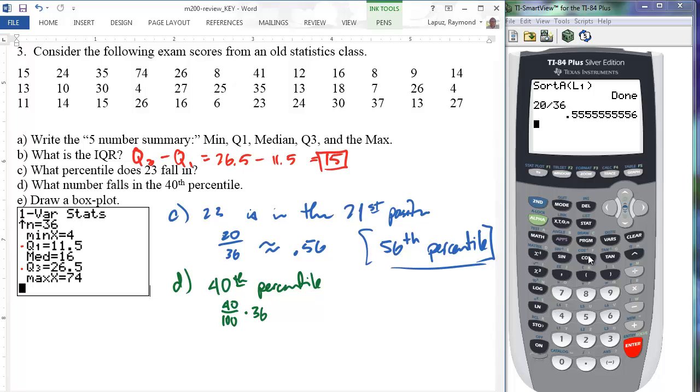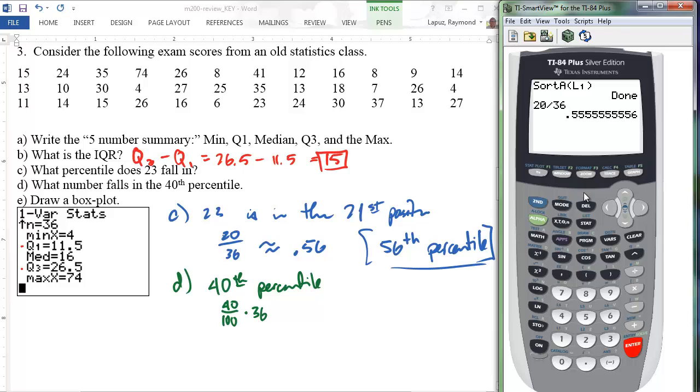So let's take a look at that in our calculators. 0.4 times 36. And we get 14.4. Now, there are certain rules for this. We're going to go one up here.